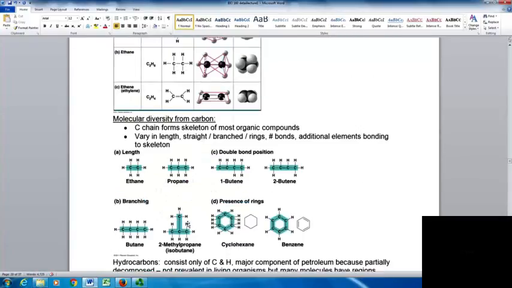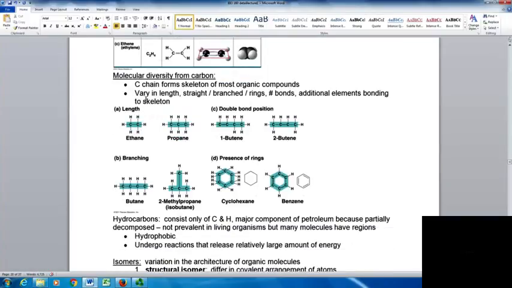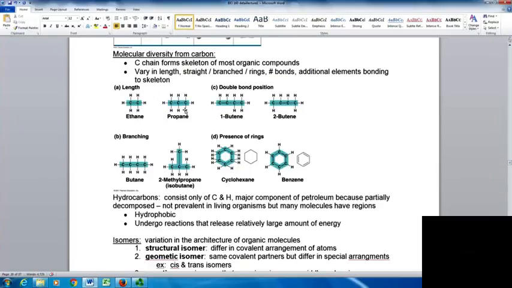When we look at the diversity of carbon, there is quite a wide range of molecules that can be formed. The carbon chain is going to form the skeleton of most organic compounds, and it can vary in length. It may be straight or branched, or in rings. It can vary in the number of bonds, and then additional elements can bond to the skeleton. So if we look here, it just changes in the length. 2 carbons versus 3 carbons, we have ethane and propane.